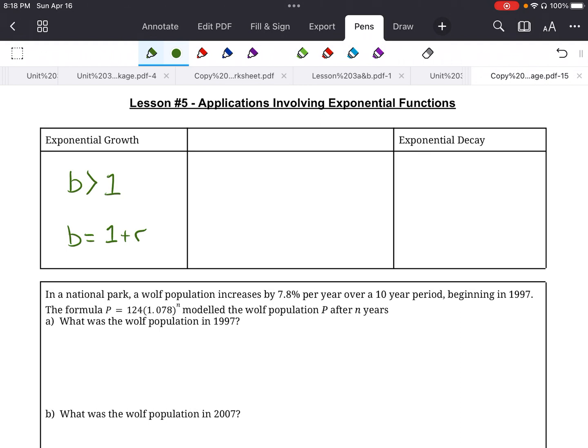Okay, exponential decay, we know that the base needs to fall in between 0 and 1, so it's a positive decimal. And to find this base, we are going to subtract the rate from 1.